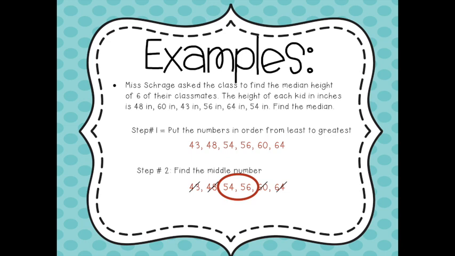So what do I do when I'm given an even number and there's not one number in the middle? Well, the answer is you find the number that's in the middle of the two numbers given. So it goes from 54 to 56. What number is in between 54 and 56? The answer is 55. Don't forget to label. Your answer is 55 inches. Now this one was tricky.